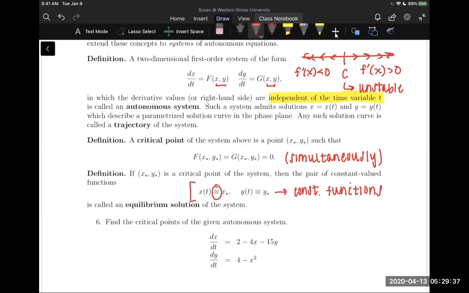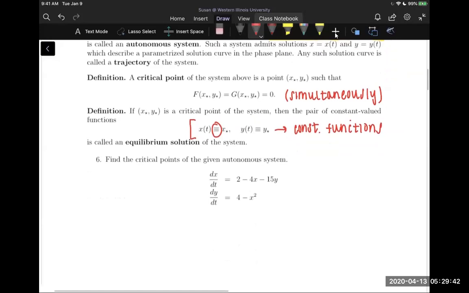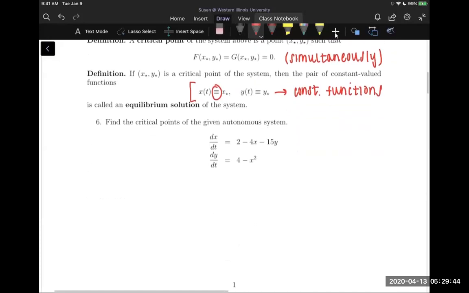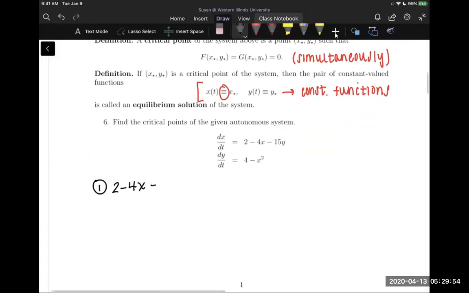All right, so we get our equilibrium solutions, and let's go ahead and look at our first example. We want to begin by finding the critical points here. So I'm just going to use the definition that says I need to set each of these functions equal to 0. So let me set that up first.